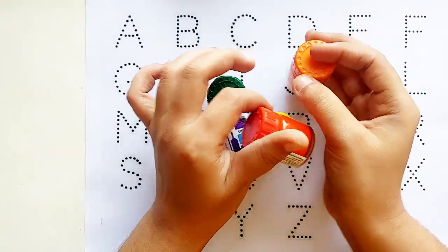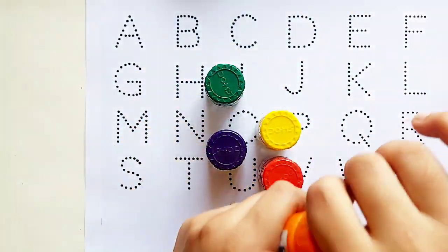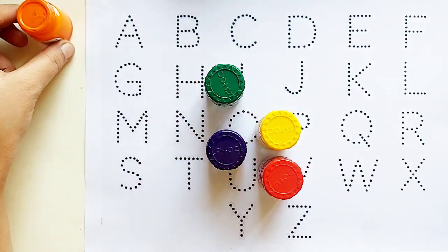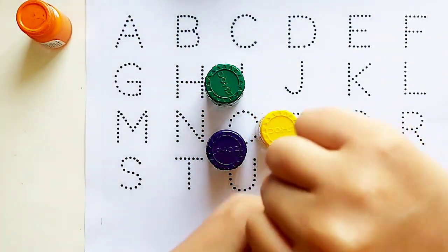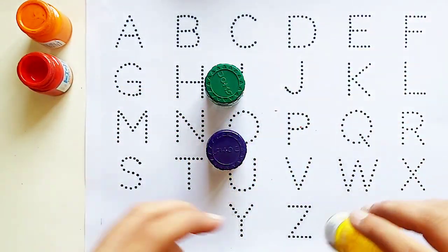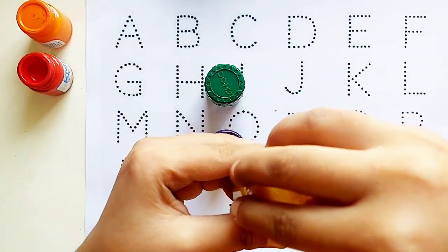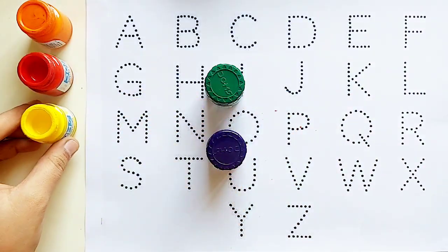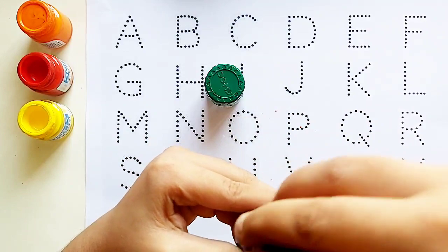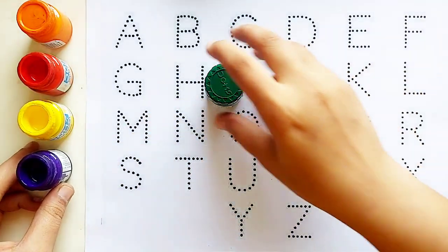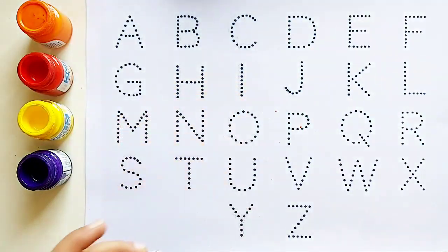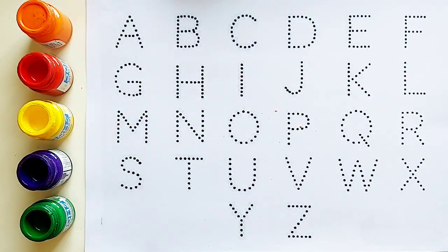Let's learn some colors. Orange color, orange color. Red color, red color. Yellow color, yellow color. Purple color, purple color. Green color, green color.